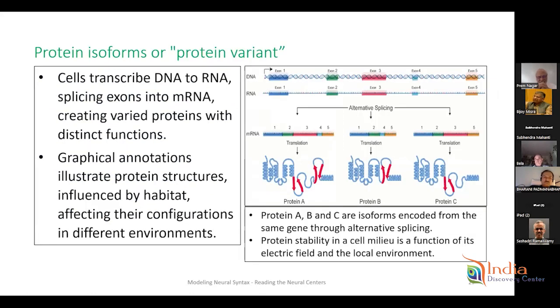So, the protein variant. Cells transcribe DNA to RNA, splicing exons into mRNA, creating varied proteins with their distinct functions. The graphical annotation illustrates protein structure influenced by habitat, affecting their configuration in different environments. So this is the DNA, which is expressed in RNA. Then there is splicing, mRNA. These are 3 different translations, which have created protein A, protein B, and protein C. So this is the overall process, and protein stability in a cell milieu is a function of its electric field and local environment.